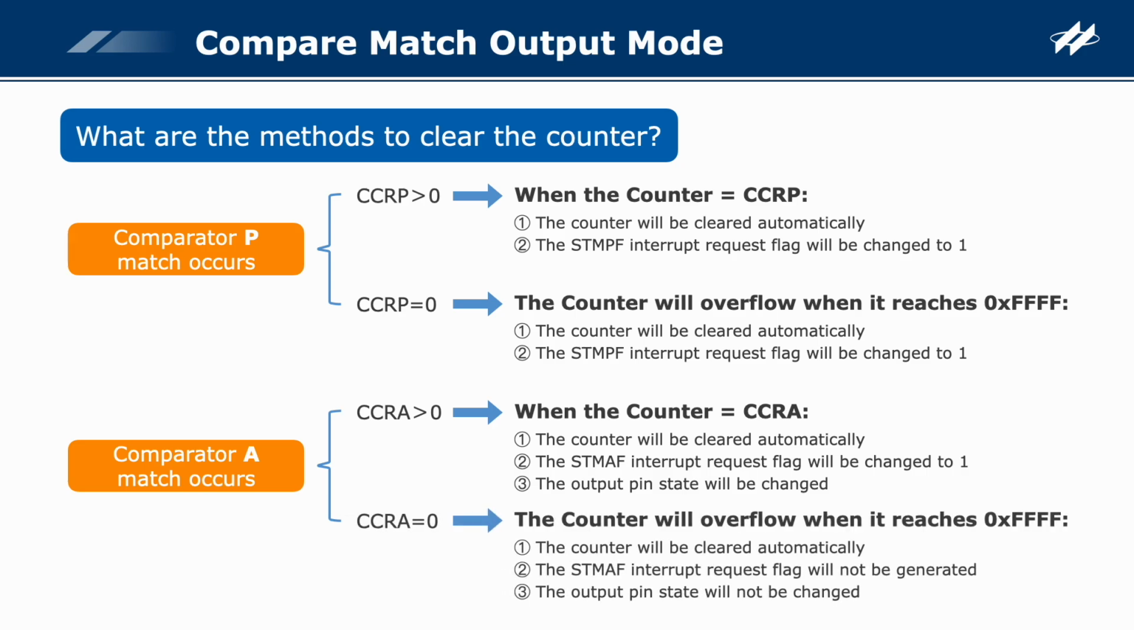If the CCRA preset value is equal to 0, the counter will be automatically cleared to 0 only after the counter overflows, that is, the count value exceeds hex FFFF. In this case, the STMAF interrupt request flag will not be changed to 1 and the external pin state will not be changed.